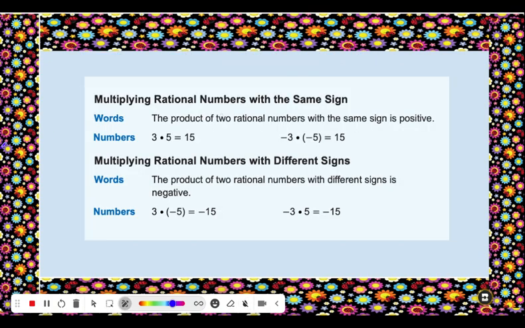Okay, just a reminder. Same sign will be positive, right? Same sign, positive. Different signs, negative. So that's just a reminder, we're using the same rules.